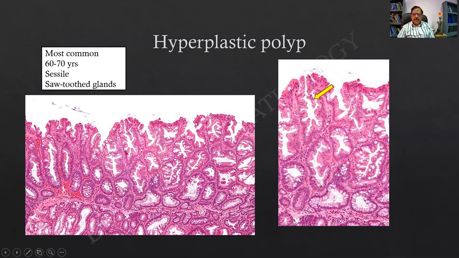And when we come to the individual glands, look at the lumen. I find that the lumen is somewhat irregular. We call it as serrated or sawtooth. This yellow arrow points out to the lumen. Numerous glands, serrated lumen. And it is a hyperplasia, not a true tumor.